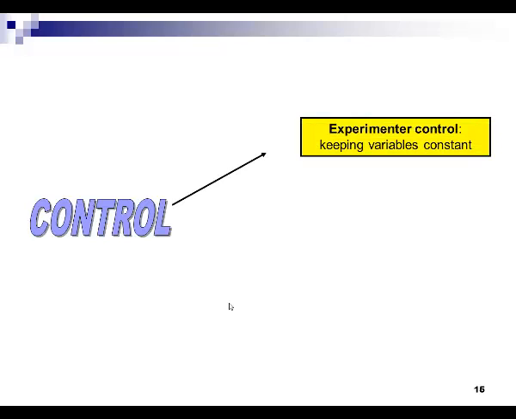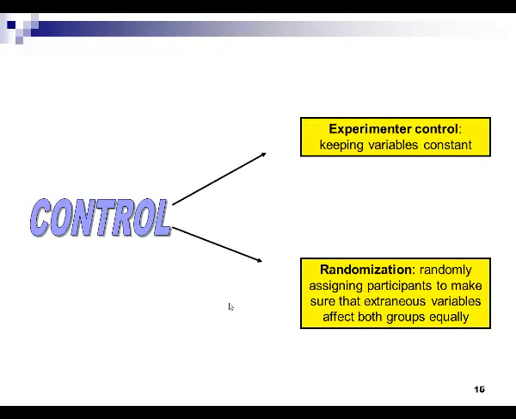There are a couple of different ways that experimenters can exercise control. One is experimenter control, in which all variables are kept constant, okay? The other way is through randomization, where we randomly assign participants to make sure that extraneous variables affect both groups equally. Randomization is really key because it's sometimes impossible to control all of the different things going on in a room.